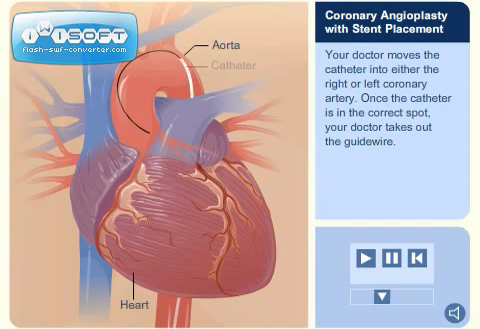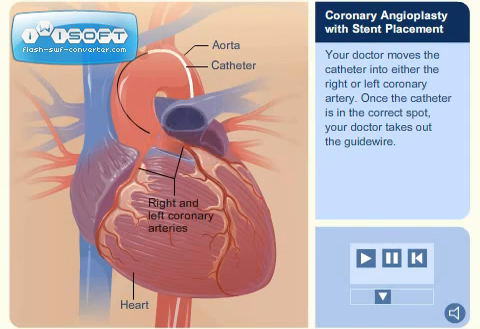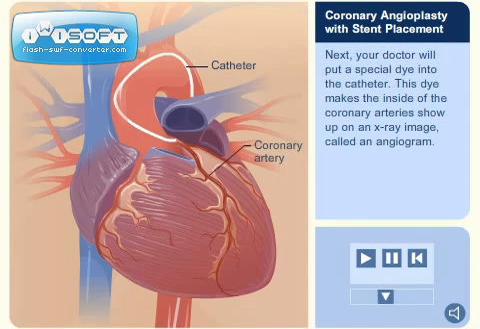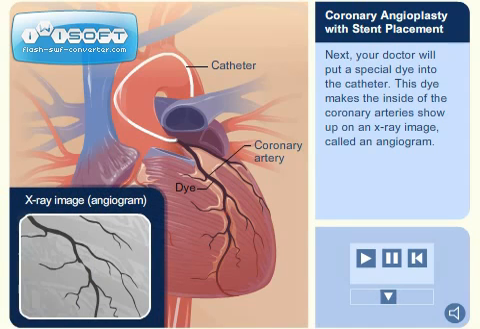Your doctor moves the catheter into either the right or left coronary artery. Once the catheter is in the correct spot, your doctor takes out the guide wire. Next, your doctor will put a special dye into the catheter. This dye makes the inside of the coronary arteries show up on an X-ray image called an angiogram.